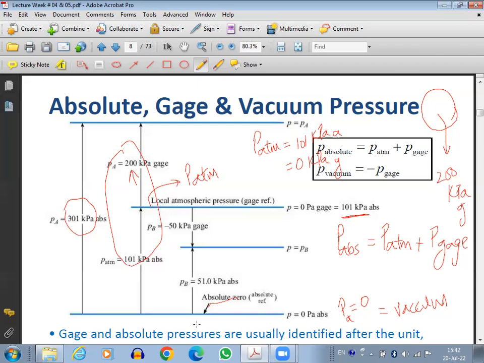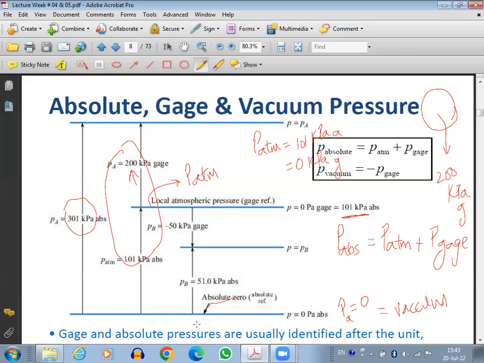Absolute always means we are referring from absolute vacuum. We are taking the reference as absolute vacuum. So 200 kilopascal absolute means 200 kilopascal compared to absolute vacuum, irrespective of whatever the atmospheric pressure is. So absolute always means referring to the absolute vacuum, but gauge means always referring to the atmospheric pressure. Is this point clear or not?